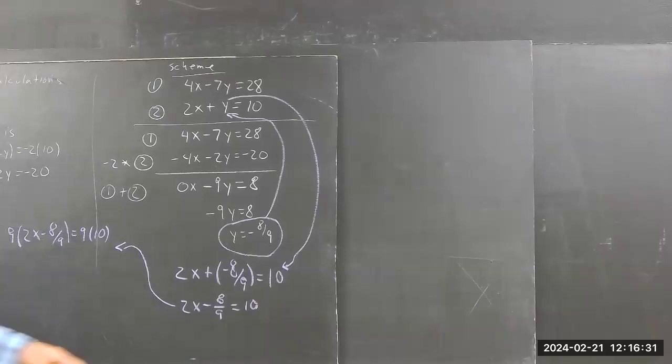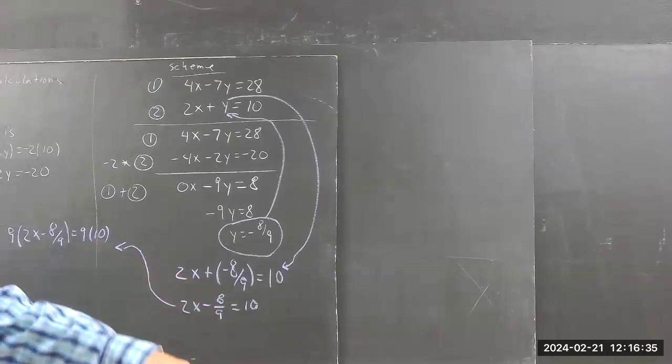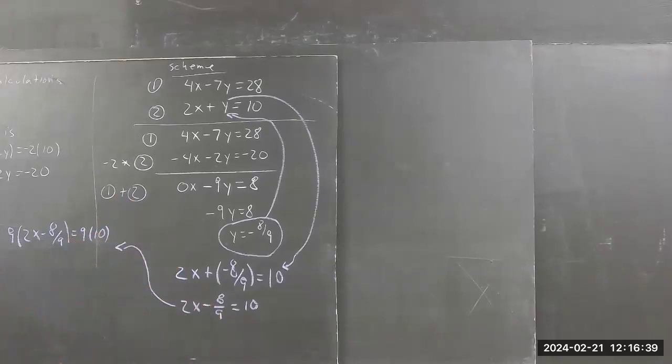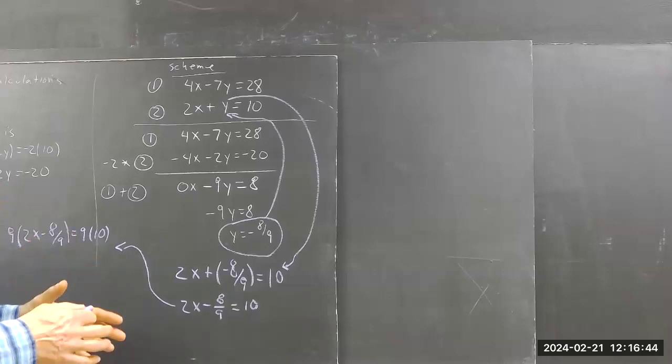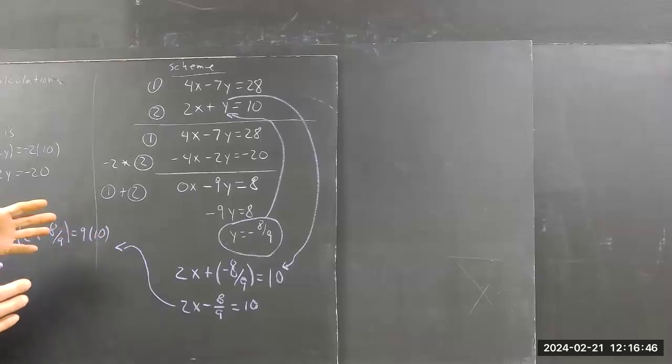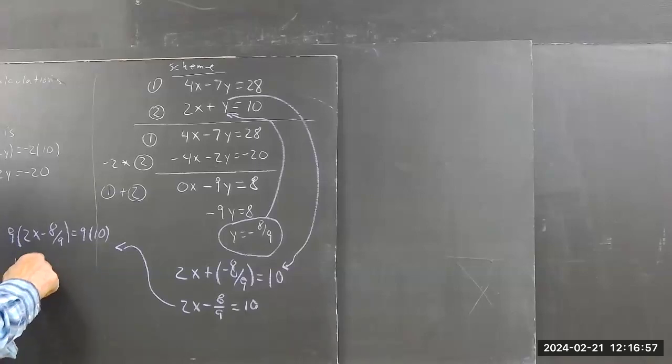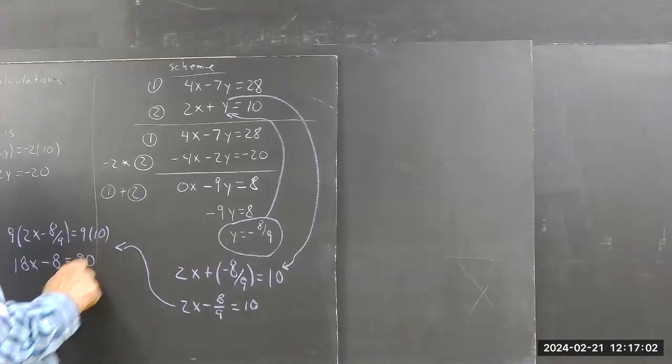You don't multiply 9 just by the negative 8 ninths. You've got to multiply it by both sides of the equation. Otherwise, your equation is no longer valid. You're just inflating both sides by 9. If they were equal before, when you make them 9 times as big, they're still equal. It's got to be the whole side that gets multiplied by the 9. Now, this gives us 18x minus 8 equals 90.